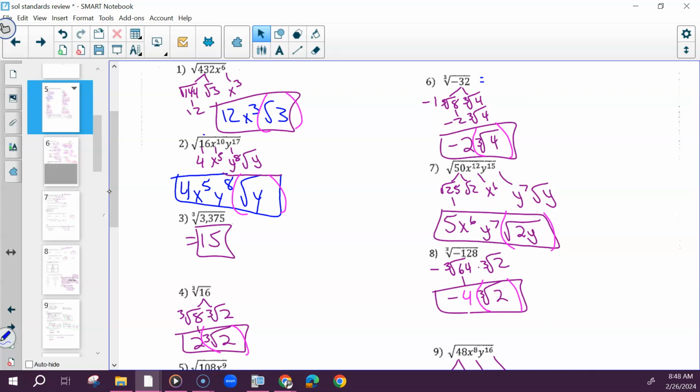But for number one, 12x to the third times the square root of 3. Notice I'm putting parentheses in there to show you that the 3 doesn't go with the square root. Number 2, 4x to the 5th, y to the 8th times the square root of y. Number 3, 15. Number 4, 2 times the cube root of 2, not 2 to the 3rd times the square root of 2.